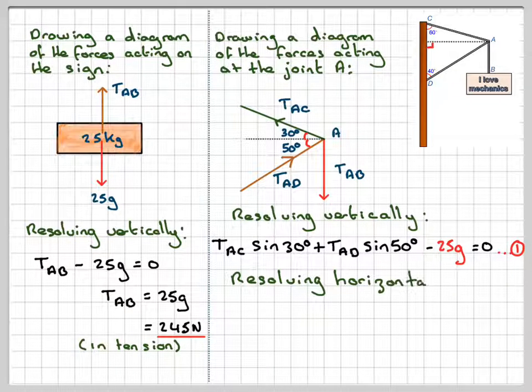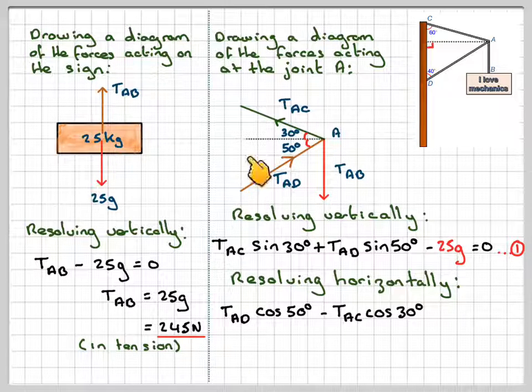Resolving horizontally, we're going to have TAD cos 50 acting this way, and then TAC cos 30 acting this way. If we put the arrow here the other way around, then we're going to have two forces acting in this direction, and the whole thing won't be in equilibrium.